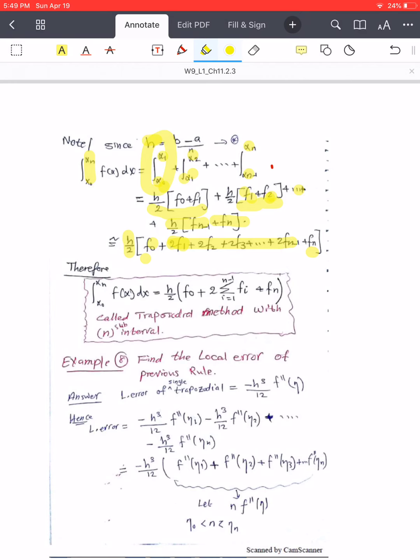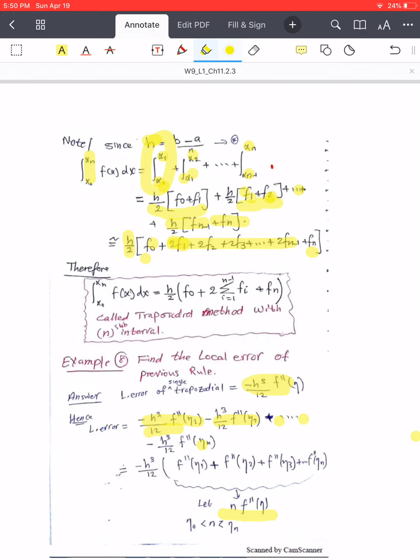This is called the composite trapezoidal rule, which means you can make h as small as you like. So what about the error now? The local truncation error is for each one. If we write the local truncation error for the first one, it involves the second derivative at eta 1, which we don't know, somewhere between x0 and x1. Then add the other errors, all of them. How many errors are there? Every subinterval has an error.